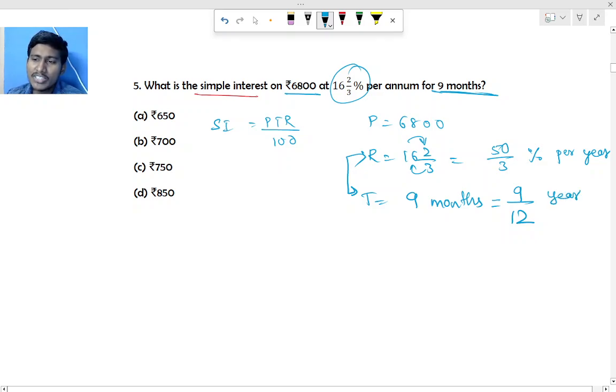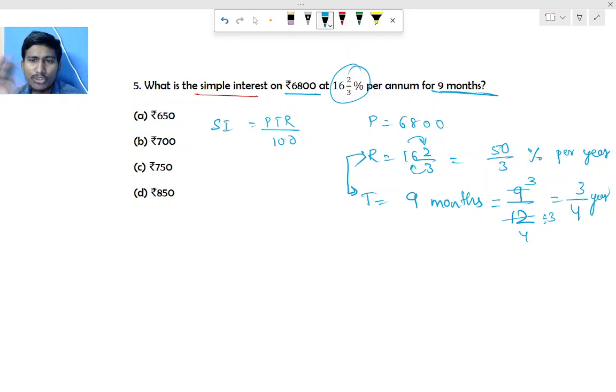So it will be how much now? 9 divided by 12, you divide with 3. 3 3s are 9, 3 4s are 12. We divided with 3. So next, 3 divided by 4 of a year. Okay? 3 divided by 4 year. Right? So it became years now, both the same.